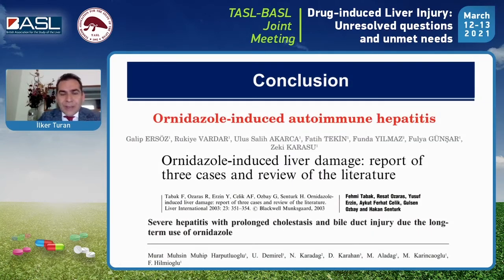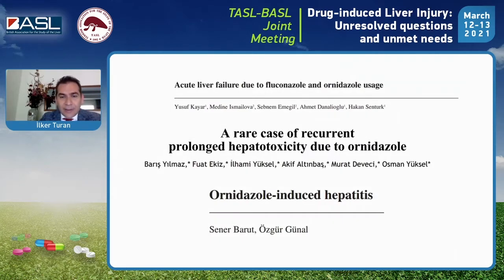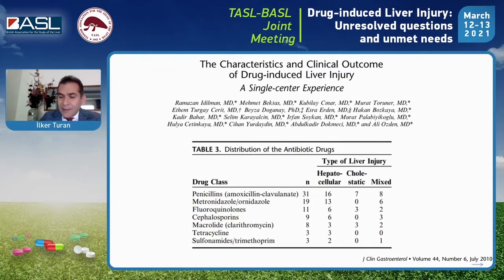In conclusion, there are several reports demonstrating ornidazole-induced liver injury. Interestingly, all these reports are from Turkey, as you can see here. Some of them are here and here. And as Dr. Müjdat mentioned at the previous session, this is one of the most important DILI series in Turkey, which was reported by Dr. Idilman and colleagues and published in 2010. And as you can see, metronidazole and ornidazole were the most common agents among antibiotic drugs in this DILI series.